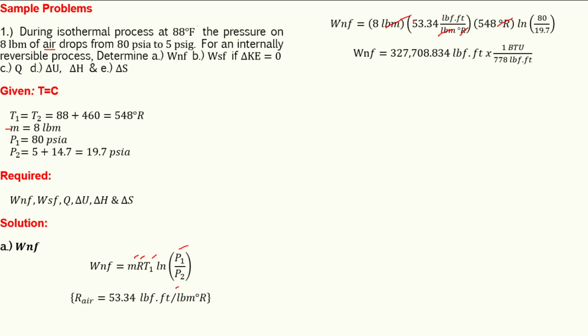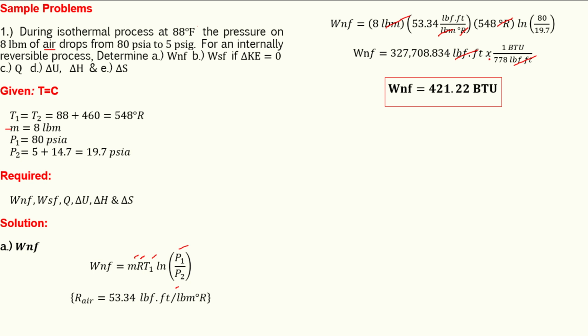Therefore, when we input this in the calculator, the work non-flow is equal to positive 327,708.834 foot-pounds. What we need here is work non-flow in terms of BTU. So, by conversion of units, 1 BTU is equal to 778 foot-pounds. We cancel the foot-pounds. The work non-flow will be 421.22 British Thermal Unit or BTU.